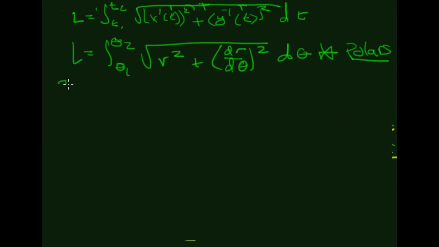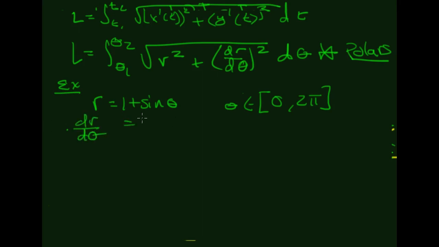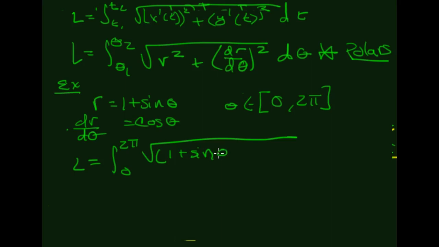So let's say we want to find the length of r equals 1 plus sine theta, when theta is running from 0 to 2 pi. So once around the cycle. So dr d theta is just clearly the cosine of theta. So the length should be the integral from 0 to 2 pi of the square root of (1 plus sine theta) squared plus cosine theta squared d theta.